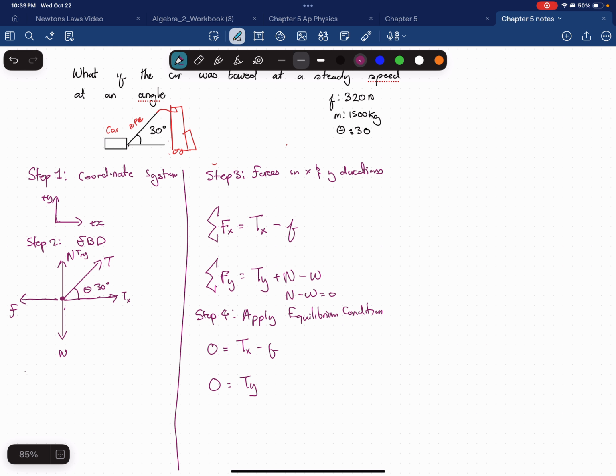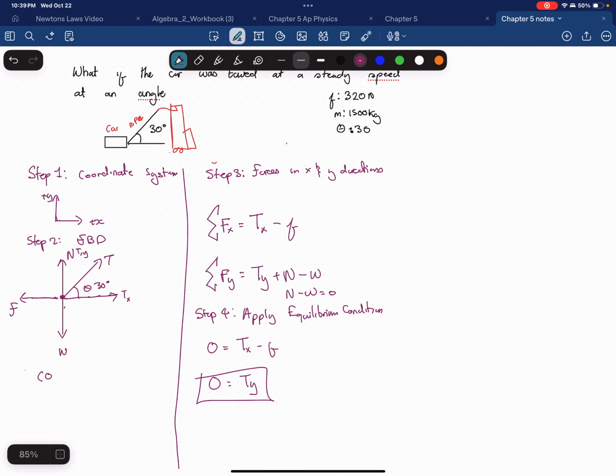So the tension in the y direction is not accelerating my car at all. So Ty is 0. Boom. So we got that. Now what about the x direction? What's Tx? Well, we can decompose our vector. I'm not even going to get Ty because we know it's 0.